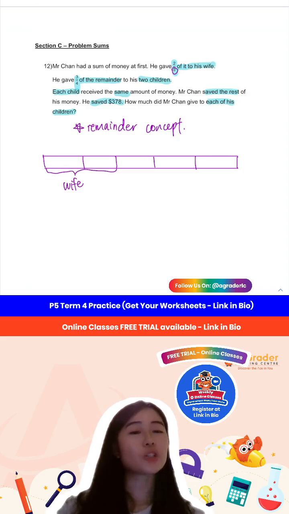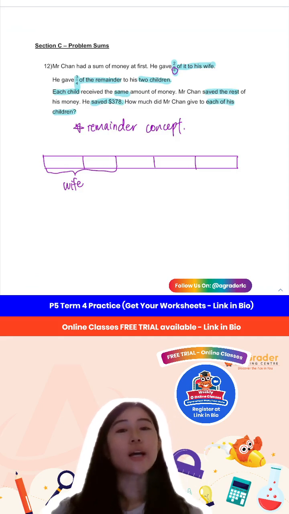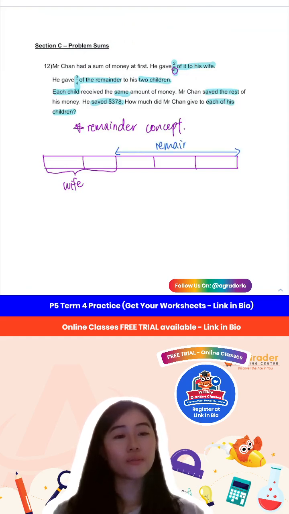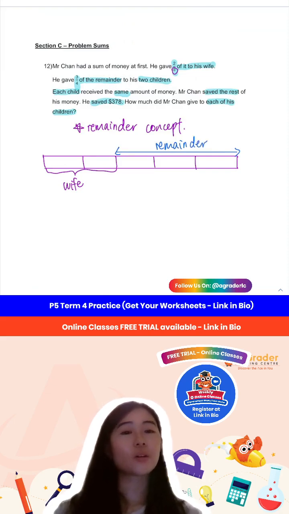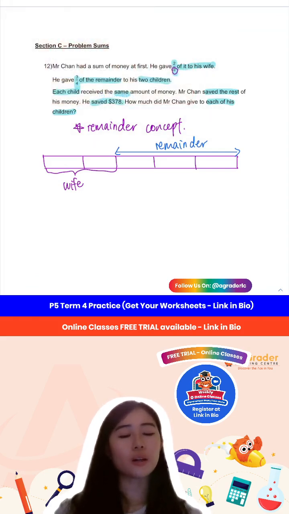Yes, Lily, you can just use fractions, multiplication of fractions also can. So after I allocate the 2 units for his wife, then you see that there are still 3 units left. These 3 units are known as the remainder. Okay, that's the remainder. So then the question says that he gave 3/4 of the remainder to his 2 children.